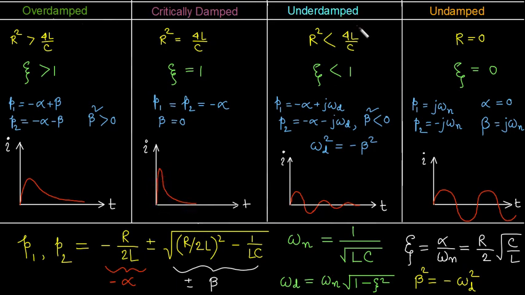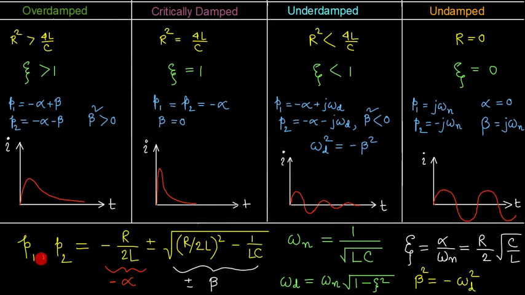For underdamped response, R square is less than 4L by C. The damping ratio zeta is less than unity, and the roots are complex conjugates with negative real parts. In that case, the response exhibits underdamped oscillation like this. And for undamped response, when R is 0, that is zeta equal to 0, the damping ratio is 0, the roots are purely imaginary and complex conjugate, and the current will exhibit sustained oscillation.